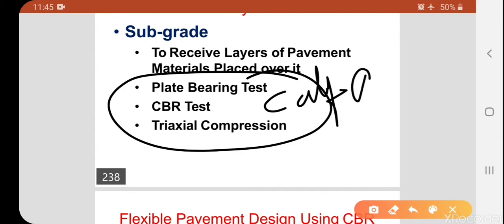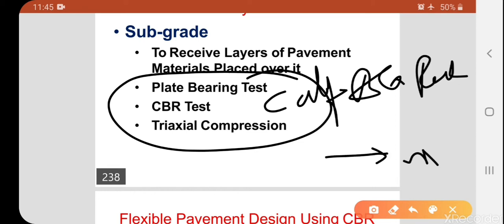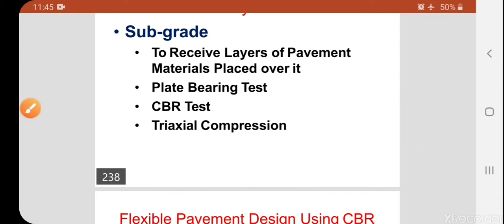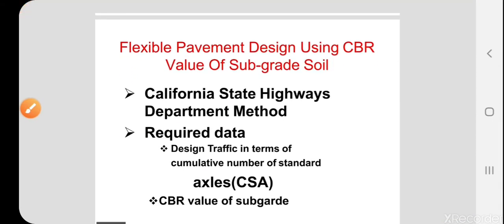California bearing ratio test. Triaxial test, here we are applying the load in three different directions, X, Y, and Z. Next, plate bearing test. This you have also learned both in building material construction as well as geotechnical engineering. Let us see one by one.